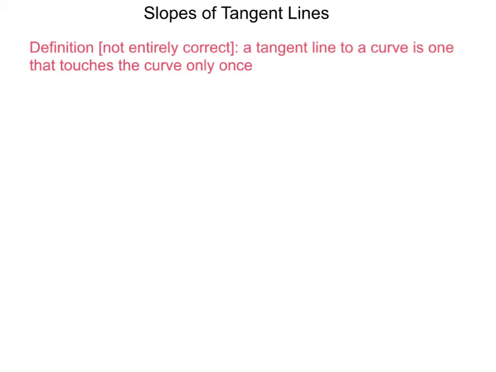So I'm actually going to go through like 3 or 4 definitions. My first definition is not an entirely correct one, but it's what you guys all know. A tangent line to a curve is one that touches the curve only once. The reason I don't like this definition is that it's not precise.